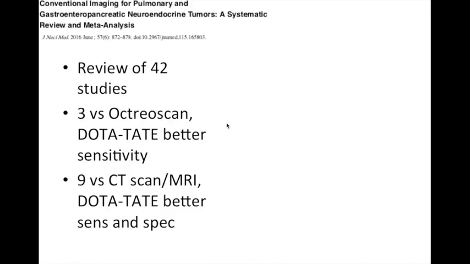And then this is a review of dotatate compared to Octreoscan, as well as just regular CT scan. They reviewed a bunch of papers. Only 3 of them were dotatate versus Octreoscan, but the dotatate did show better sensitivity. And then 9 studies, dotatate versus CT or MRI, and dotatate showed better sensitivity and specificity. So the literature is kind of early on this, but it does appear that the dotatate scan is better than CT or MRI, and probably is how we'll be imaging these in the future.